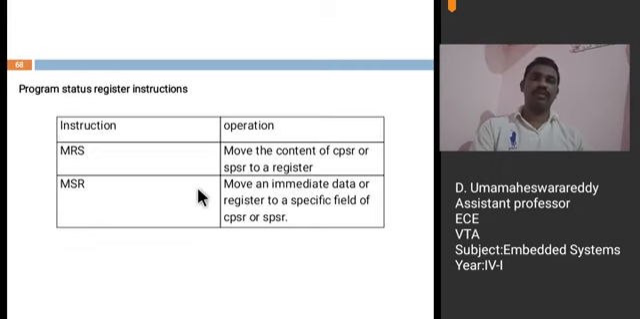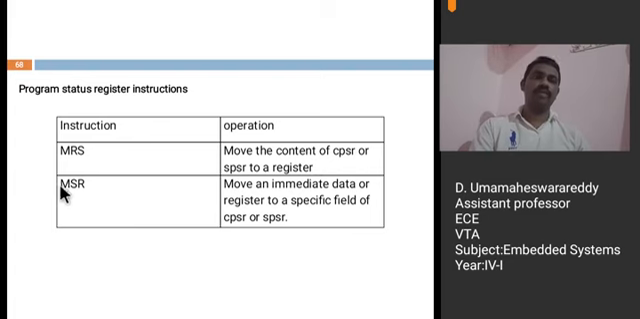Next, program status register instructions. These are MRS and MSR. MRS means move the content of CPSR or SPSR to a register. Here CPSR means current program status register. SPSR means saved program status register. What it will do? It will move the content of program status register, that is current program status register or saved program status register, to a register specified in the instruction.